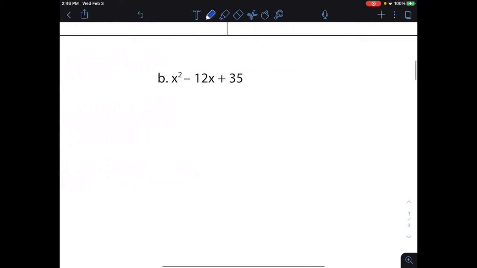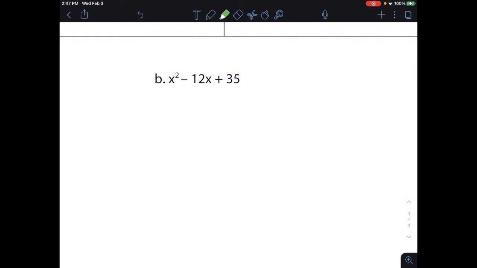We can mix it up a little bit where the middle term is negative and the c term is positive, so in this case, negative 12, positive 35. We know that both of our numbers in our binomials have to be negative, because the only way we can make a positive number by multiplying and a negative number by adding is if both numbers are negative.